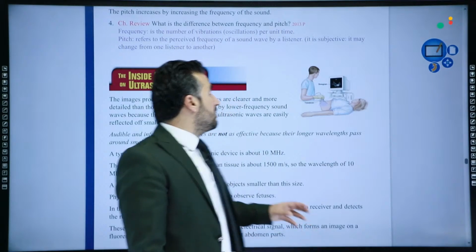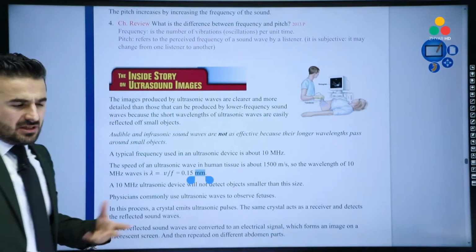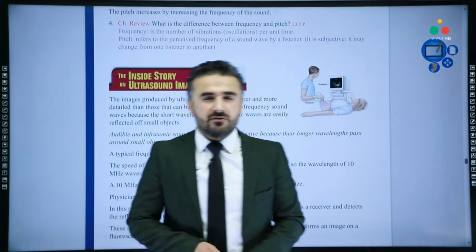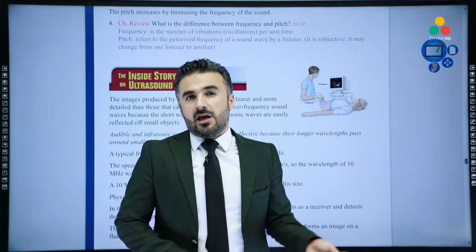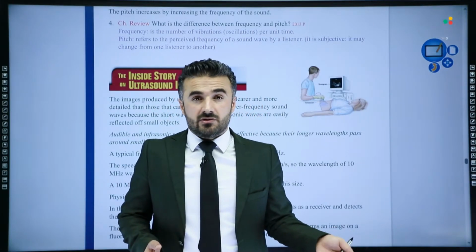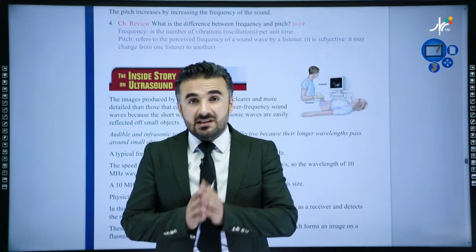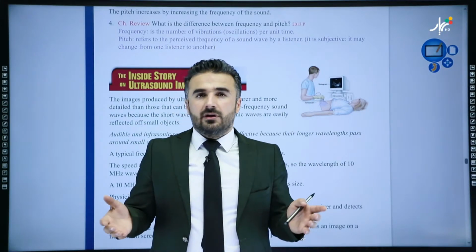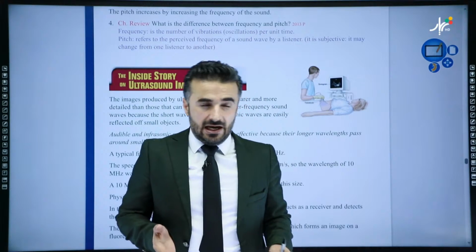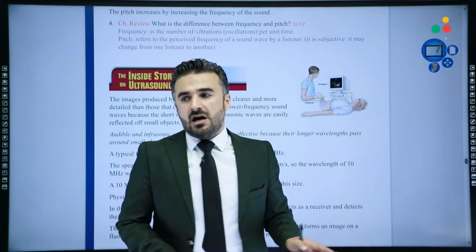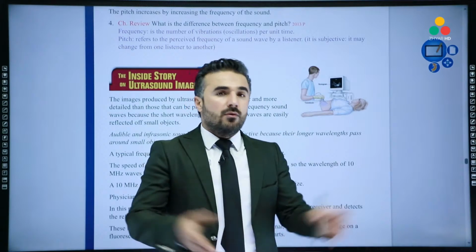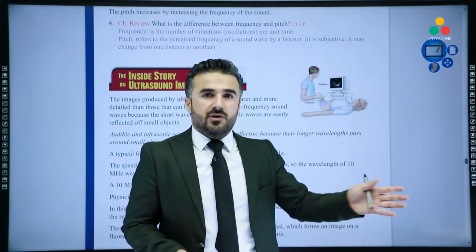What does it mean if it is subjective? Of course, it depends on the listener. That means I might hear a frequency that you might not hear, or we might not hear the same frequency. If you remember, we said there are different factors that affect our hearing ability. If you have good hearing, of course you can hear all the frequencies or sounds at their exact frequency.